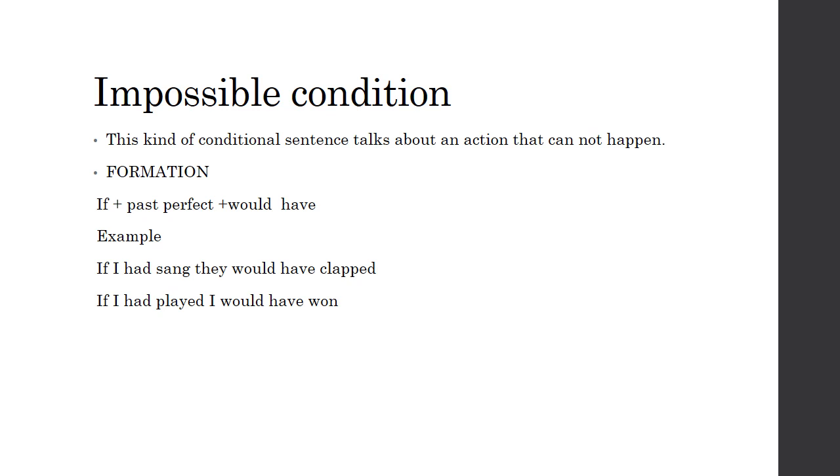Example in sentences, I have, if I had sung, they would have clapped. If I had sung. So, sung there is the past participle of the verb sing, because I have had there, plus would have. So meaning this person, there is no room for him or her singing. So these people cannot clap for him or her. That is why he says that if I had sung, they would have clapped. They can't clap because this person does not have a chance to sing.